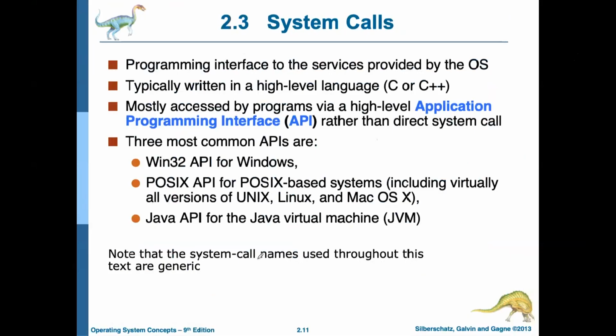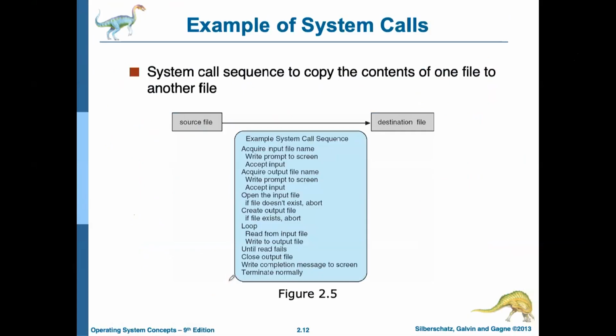Note that the system call names used throughout these slides are generic. Example of system calls: the system call sequence to copy the content of one file to another file. So source file and then goes to destination file. So here are the contents.